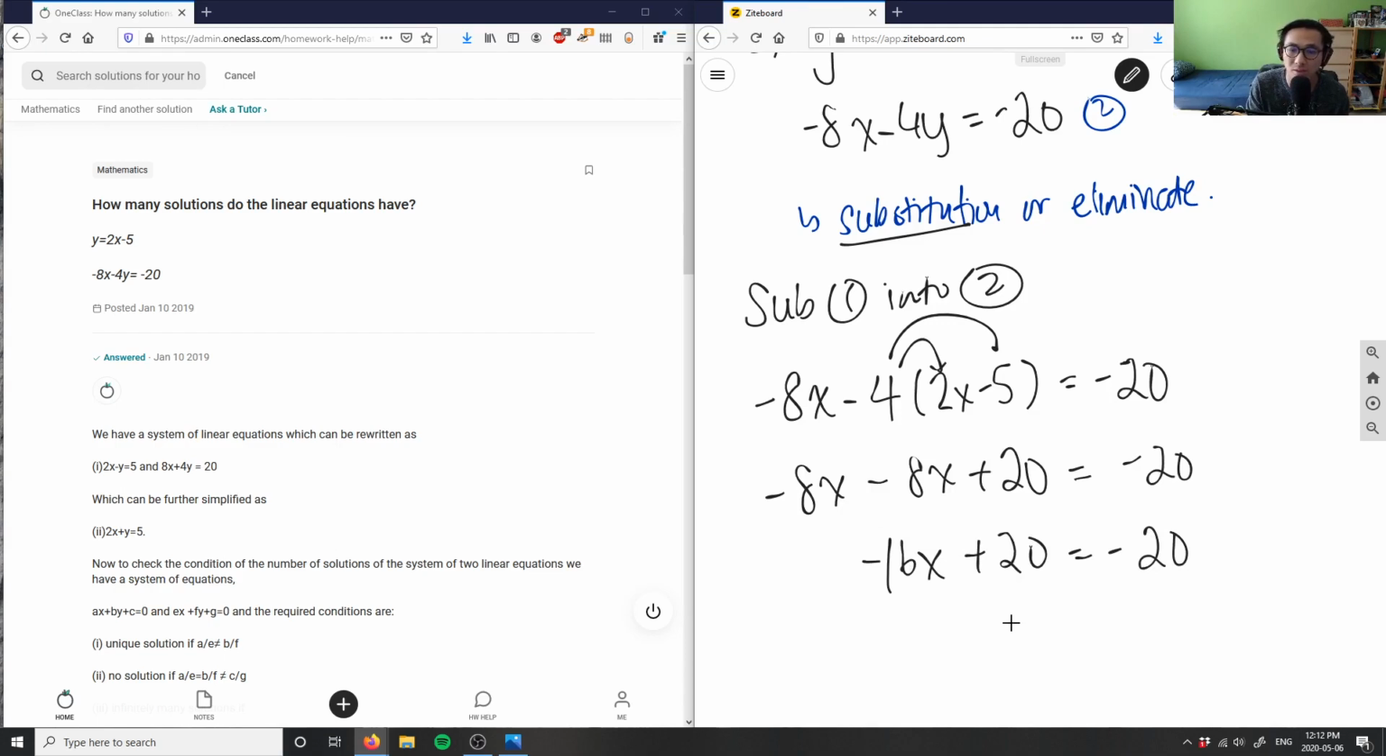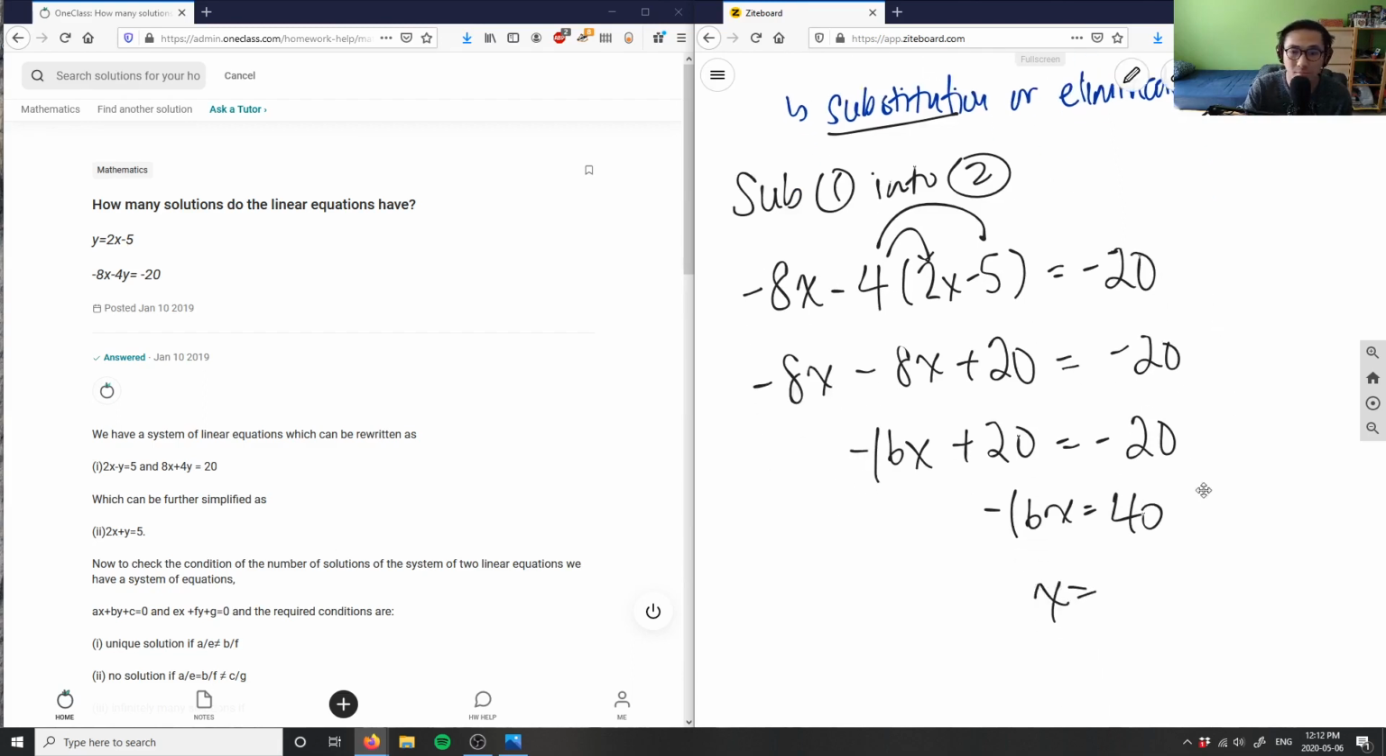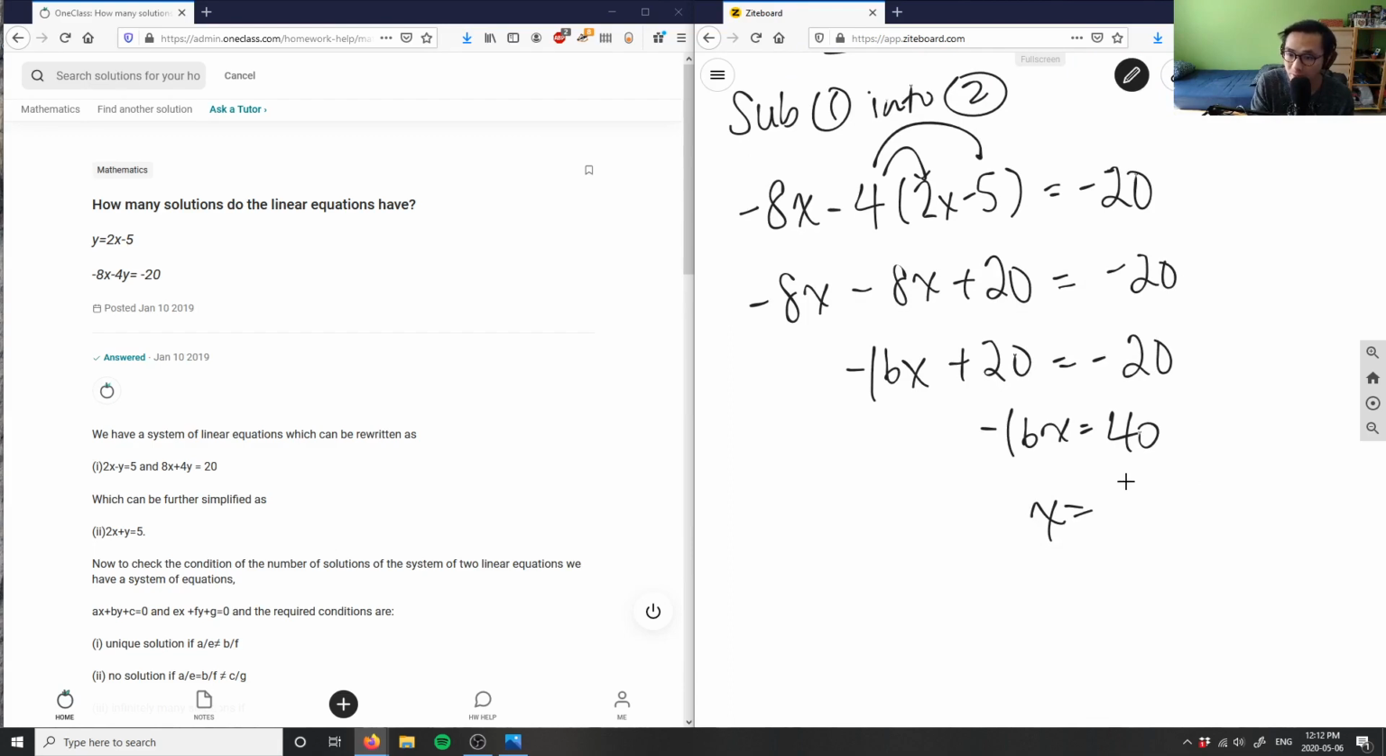And then what I can do is, with negative 16x plus 20, move 20 to the other side. I can say that negative 16x equals negative 20 minus 20, which would equal negative 40, right? And then finally, x would equal negative 40 over negative 16, or 40 over 16. If I reduce this to lowest terms, I can divide both by 8 here. I would get 5 over 2. So this here is x equals 5 over 2.